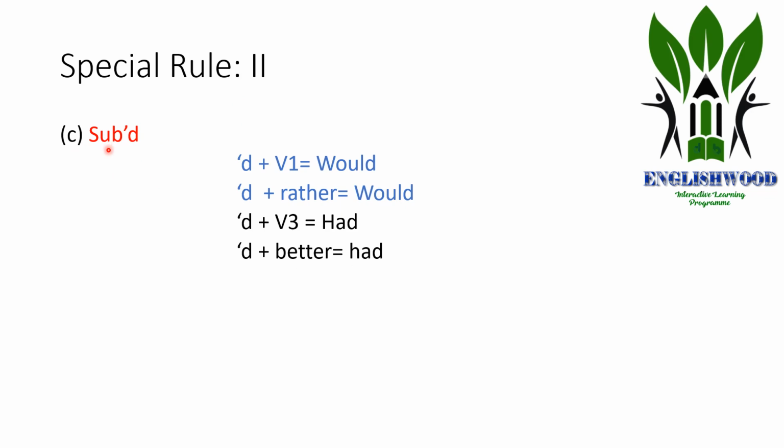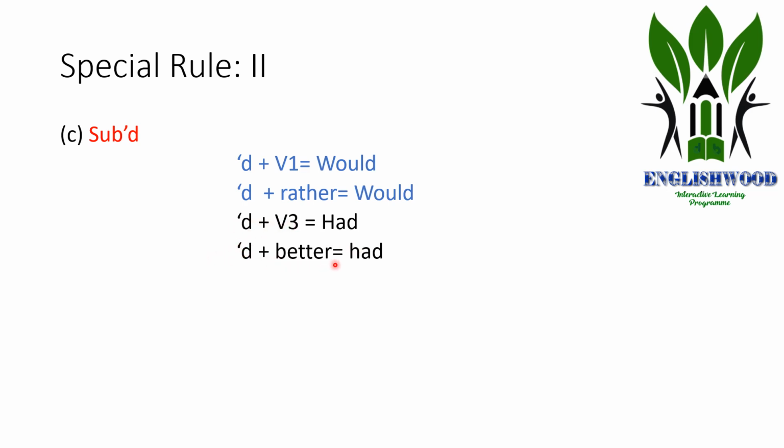Special rule number 2. Subject plus apostrophe d. The subject might be he, she, it, they, we, you. Basically there are 3 types of subject: first person I, we; second person you; third person he, she, it, they. So they'd, I'd, he'd. Let's say 'd plus verb 1 means would. She would plus verb 1. 'd plus rather means she would rather.